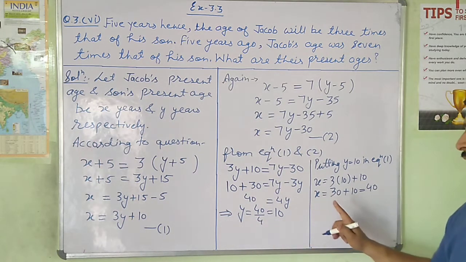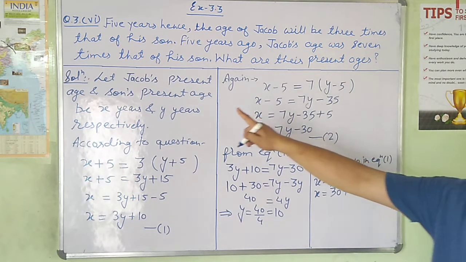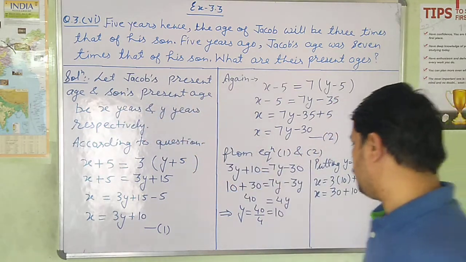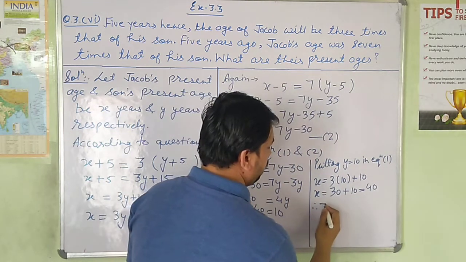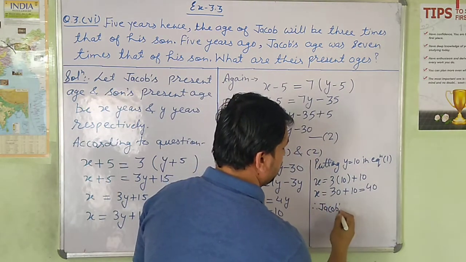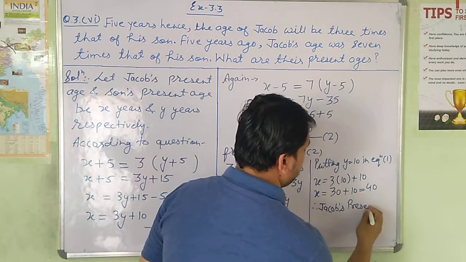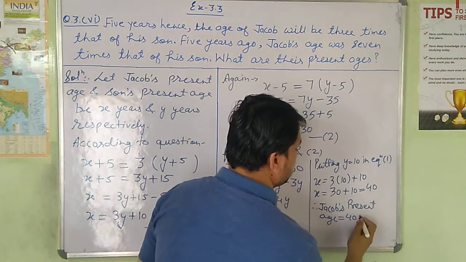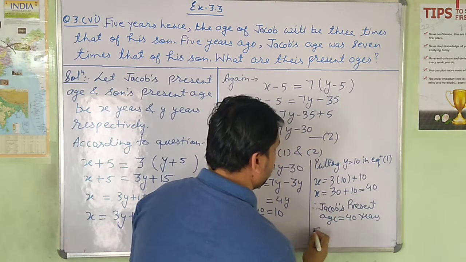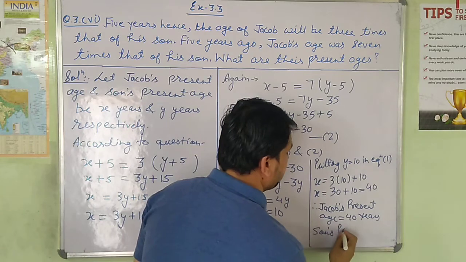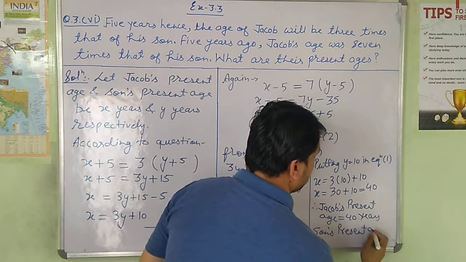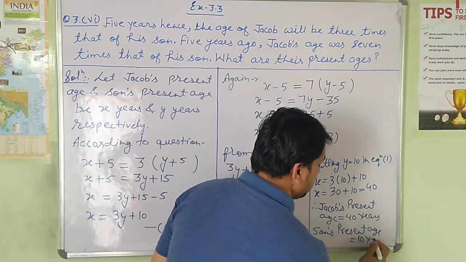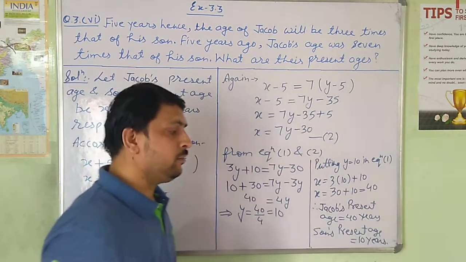Now what was x and y? X was the present age of Jacob and y was present age of son. So at last we can say, so Jacob's present age is equal to 40 because the value of x is 40 years, and son's present age, it is value of y is 10. So it is 10 years. Is that clear? Okay.